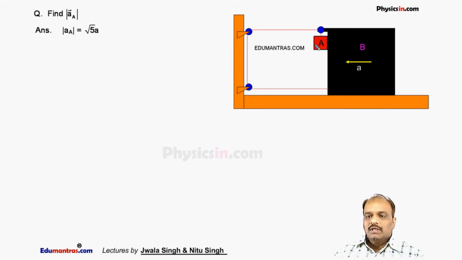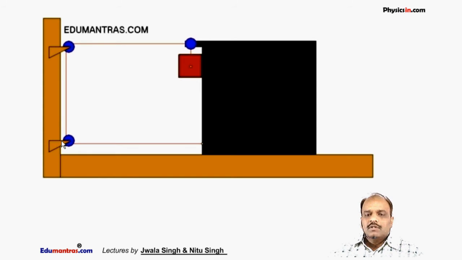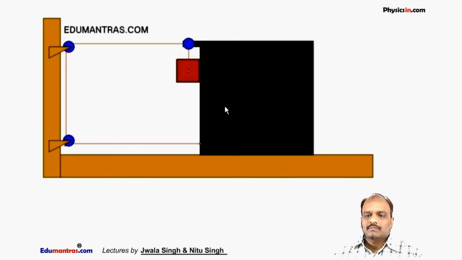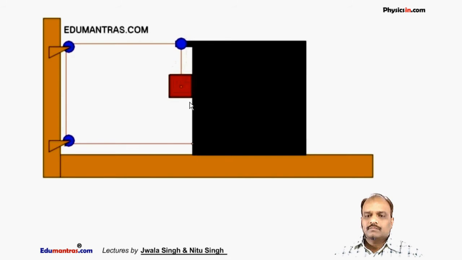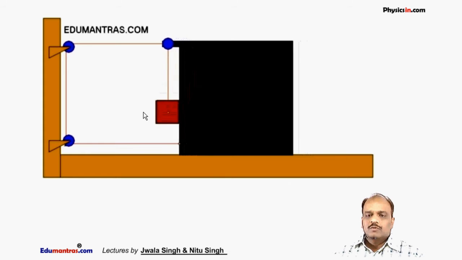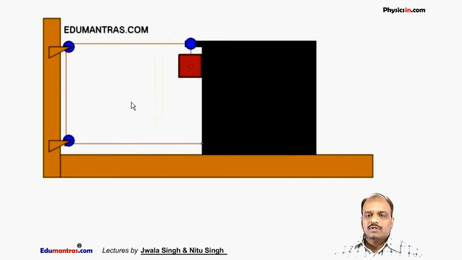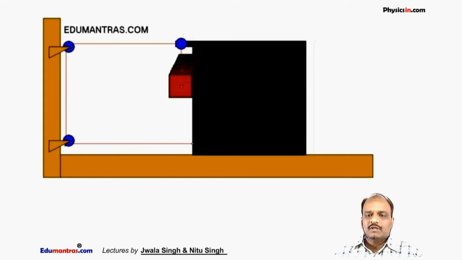Now suppose this is block A, and this is block B, and here the string passes like this. Now we have to discuss the acceleration of block A if the acceleration of block B is small a. Now we will watch a video. See the motion of block A and block B. See, this block B is moving horizontally. Block A is moving horizontally as well as going downward. It is moving forward horizontally, and it is also going vertically downward.